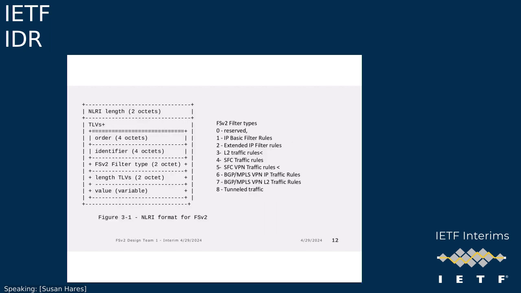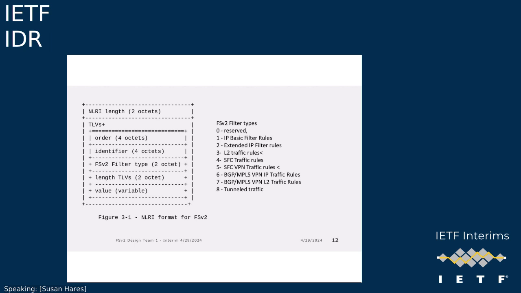Let's see what it looks like in bytes. That may be easier. You have an NLRI length with a whole bunch of TLVs. And the way we decided to group things was to group it by basic types. We would say, here's a set of types for filter rules. Here's perhaps if you wanted to only have a basic set of filter rules and then have an extended set that you agree to implement, we might break it there.